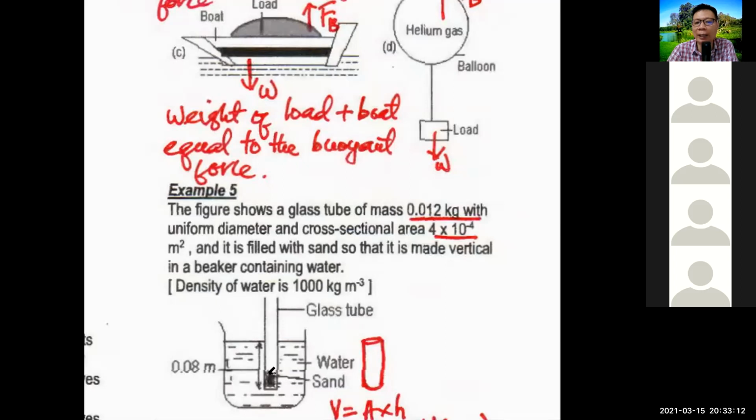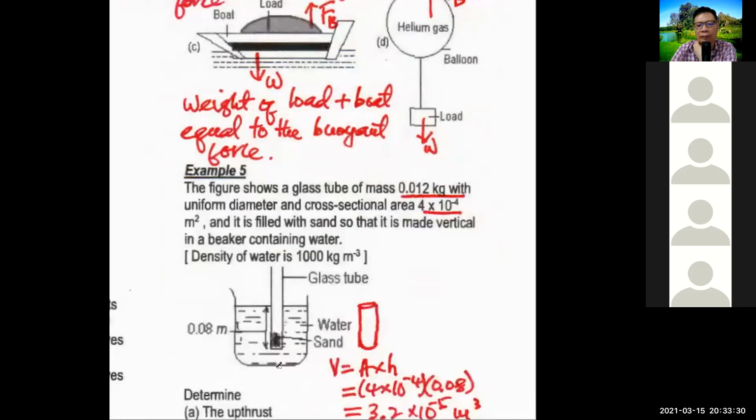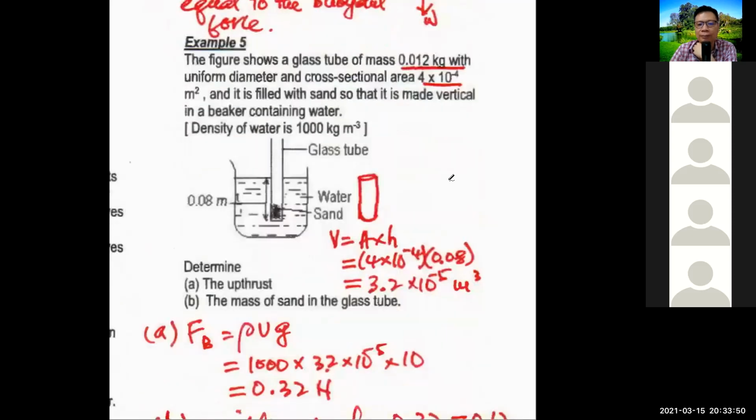SPM also came up before. They ask you why put sand or why put lead shot. So now the question. Density of water is 1,000. First question, find the upthrust. So how to find the upthrust? How to find the buoyant force? For sure there is a buoyant force. This buoyant force supports the thing, right? 0.32. Justin already gave the answer. So fast. Yes, correct, Justin's answer is correct. 0.32.